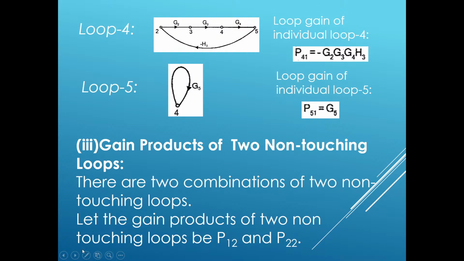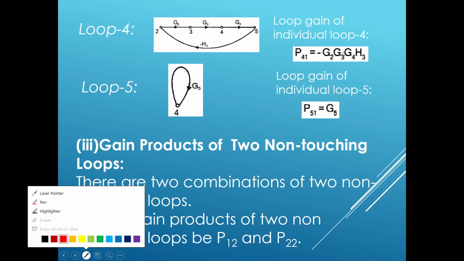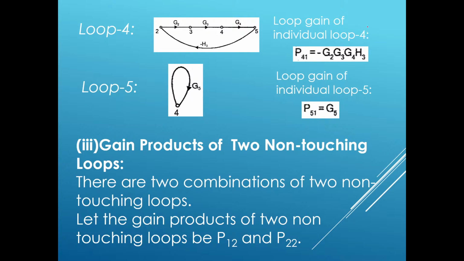Loop gain value P41, where is my cursor? P41 equal to minus G2, G3, G4, H3, minus H3 is there, that's why. Similarly, what is P51? It's only a single node loop, so P51 is G5.